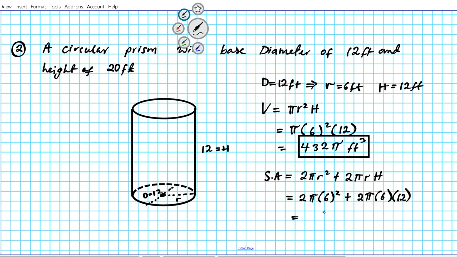Okay, simplify that. We have 36 times 2, which is 72 pi, plus, and then this is 12 times 12, 144 pi. And then we add these 2 together. And then your final answer is going to be 216. We just multiplied 2 lengths, so it's 216 pi feet squared. All right, squared is the dimension of area, and cubed is the dimension of volume.